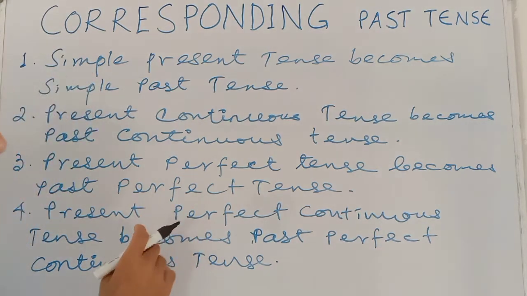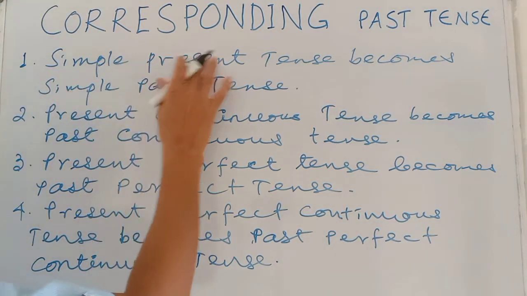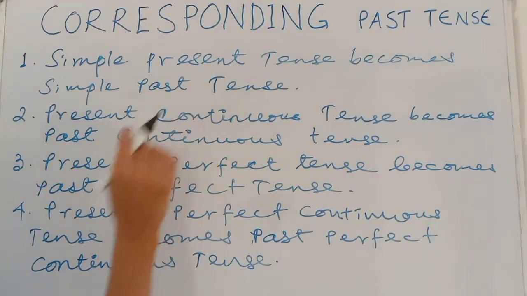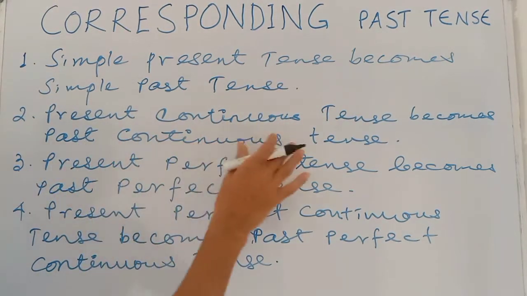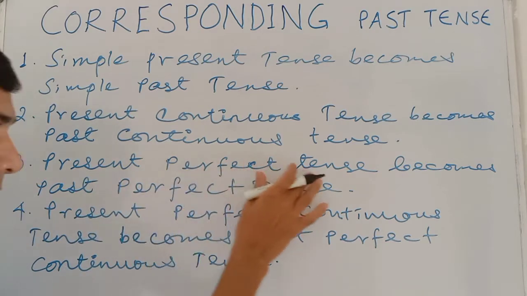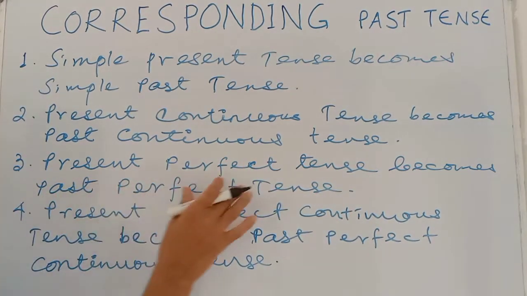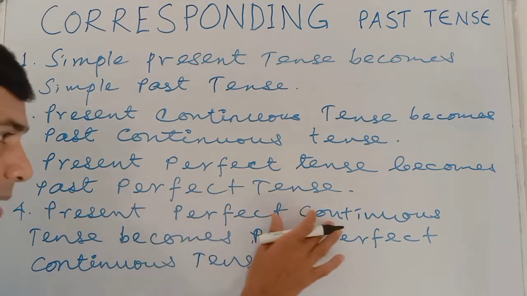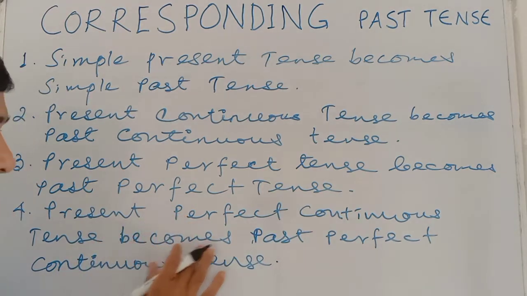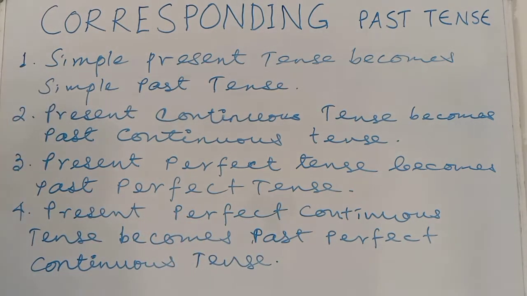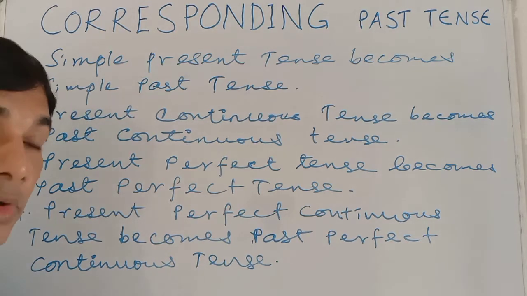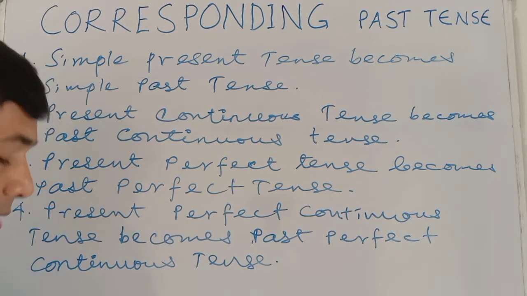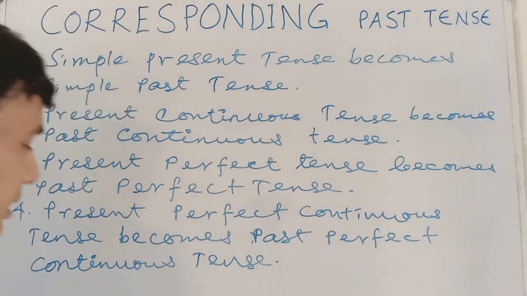Look at the board. I have written simple present tense becomes simple past tense. Present continuous tense becomes past continuous tense. Present perfect tense becomes past perfect tense. Present perfect continuous tense becomes past perfect continuous tense. I will be giving you some more examples in a sentence. Okay, look at the sentences.